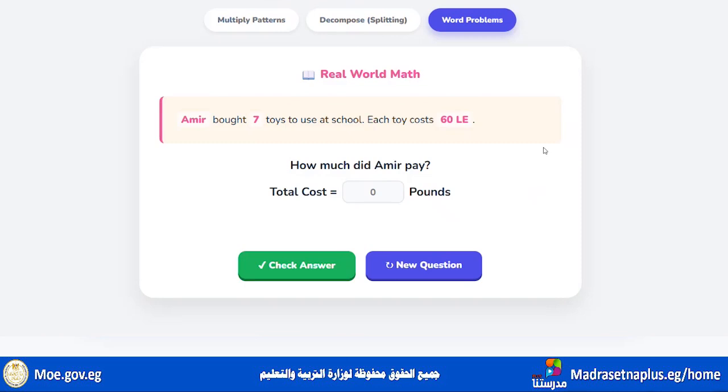Amir bought 7 toys to use at school. Each toy costs 60 pounds. Same, 7 times 60. 7 times 6 will be 42. 42 times 10 means 42 tens. 42 tens mean 420.